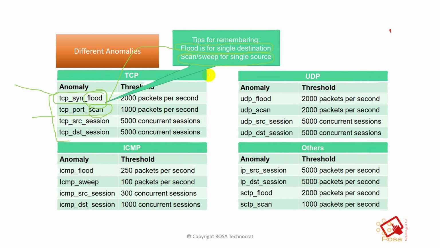So you should define which anomalies you want to configure based on your requirement. The TCP SYN flood and UDP flood are both similar. Same way TCP scan, UDP scan, and then TCP source session, TCP destination session. This is based on the number of sessions, while flood and scan are based on packets per second. The session-based anomalies count sessions once the TCP handshake is done and how many sessions are established.